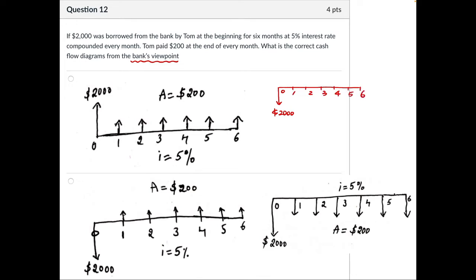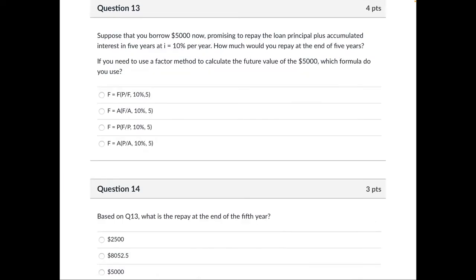And Tom paid 200 at the end of every month. So the 200, from the bank's perspective, is receiving every month. So the arrows go upward, and because it's happening at the end of every month, that's an annuity of 200, and the interest rate is 5%. Okay, so which means this one is your correct answer.